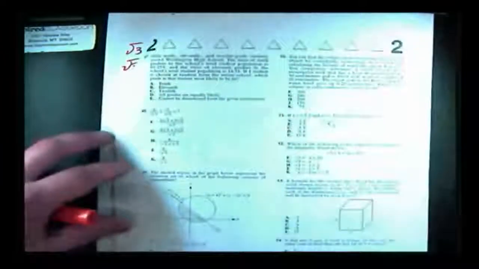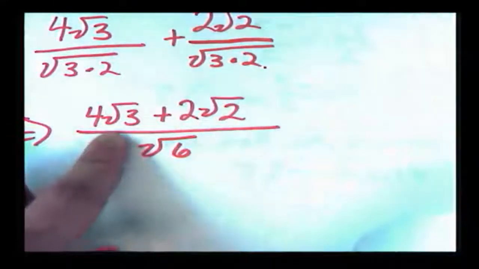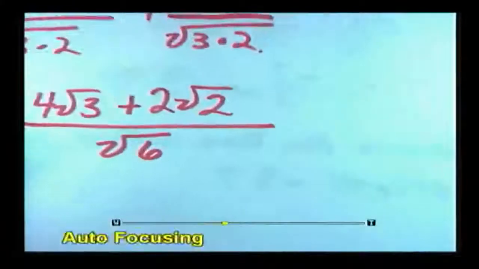But if you notice here, back to our answer sheet, my answer, 4 root 3 plus 2 root 2 divided by root 6. And you'll see right there, 4 root 3 plus 2 root 2 divided by root 6. So G. G is our final answer. So that's a little bit on radicals.